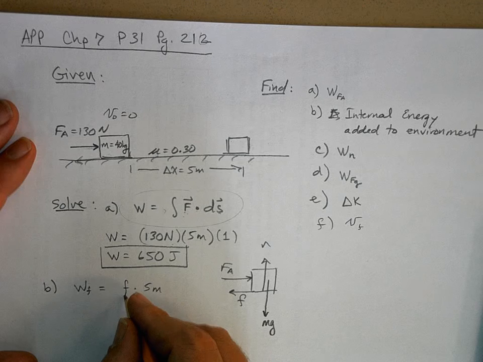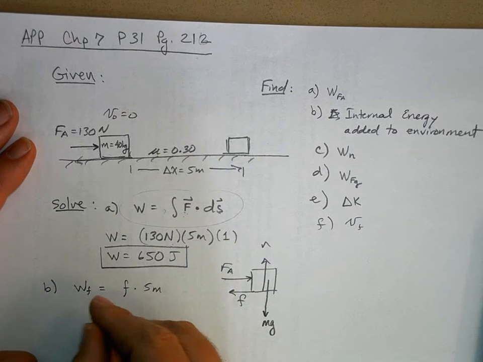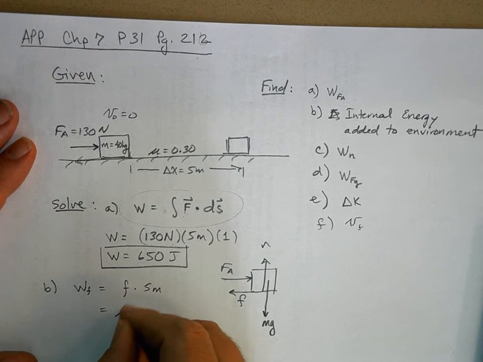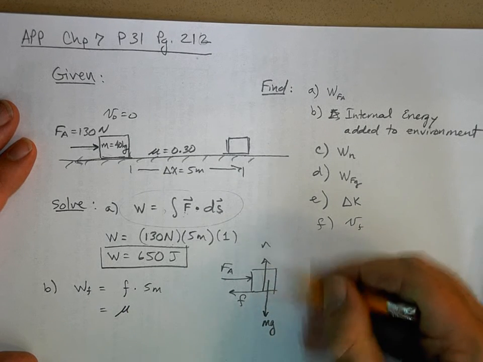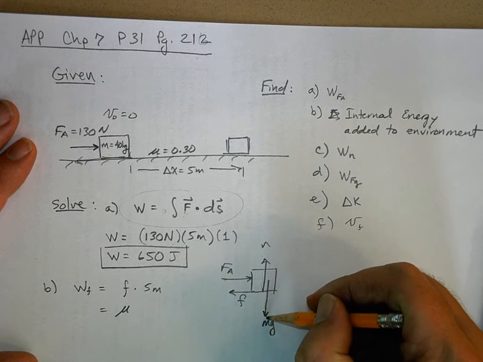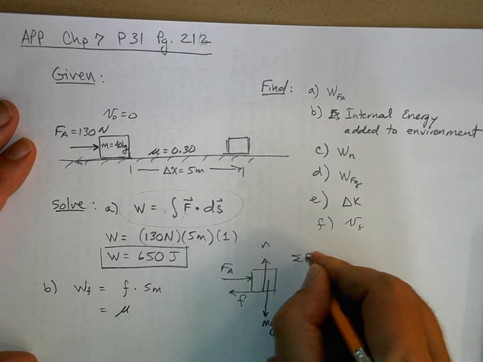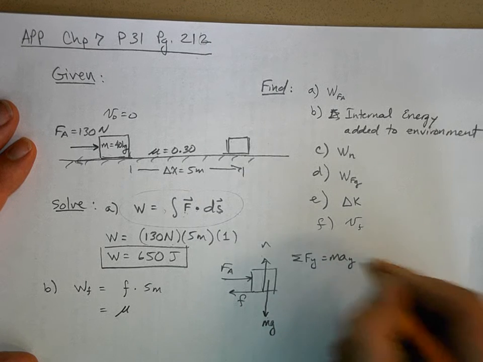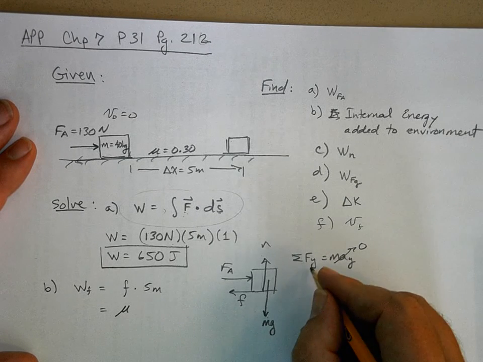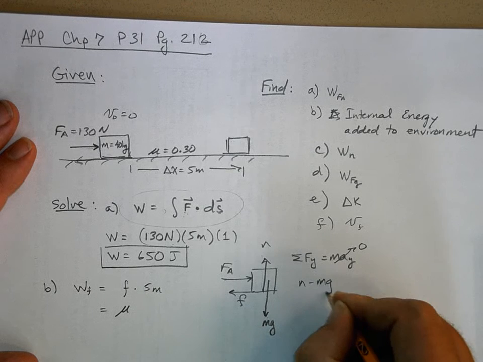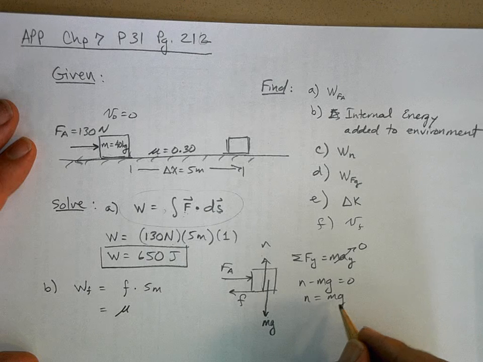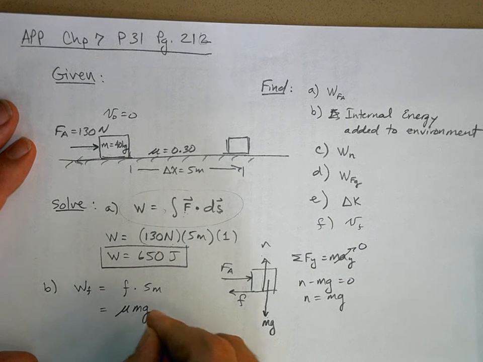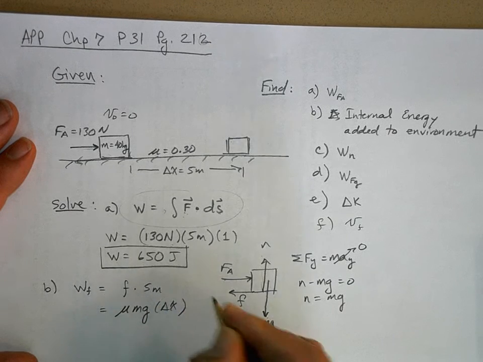The force of friction is mu times the normal force. But what is the normal force equal to? If you look in the y direction, the normal force is just supporting the weight. The sum of the forces in the y direction equals ma in the y direction, but in this problem there's no acceleration in the y direction. So you have the normal force minus mg equals 0. So N equals mg. Force of friction equals mu times the normal force, so that's mu mg times delta x. I'll just leave it in variable form there.